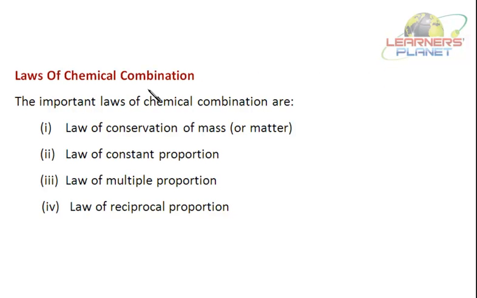Laws of chemical combination. The important laws of chemical combination are law of conservation of mass or matter, law of constant proportion, law of multiple proportion, and one more is law of reciprocal proportion. Now we'll be discussing about law of conservation of mass and law of constant proportion in this topic. The rest two laws we'll be discussing in grade 11. So let's start with it.